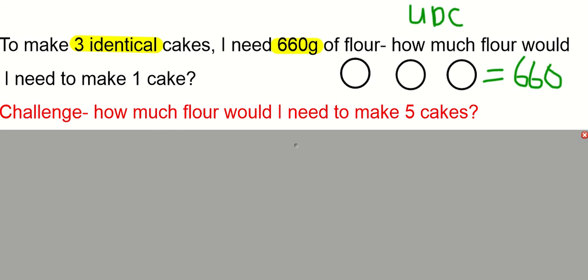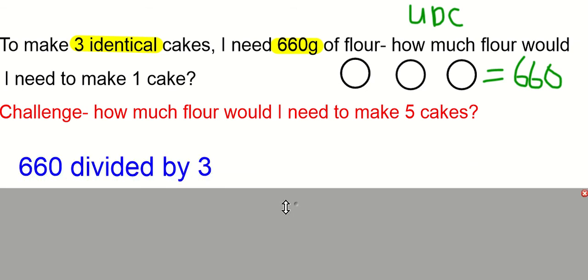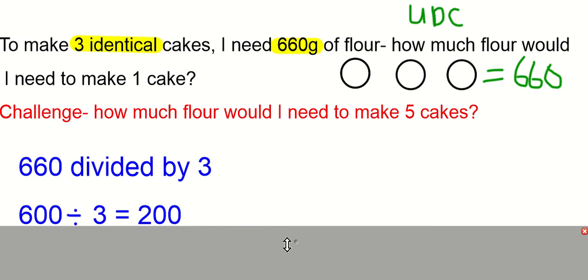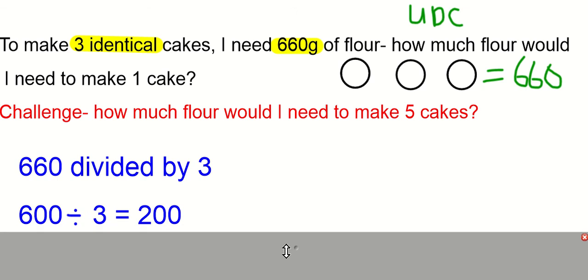Now if we're dividing something into equal parts, we can just divide it by the amount of cakes we've got. So I'm thinking about 660 divided by 3. That will give me 3 identical numbers that will add together to make 660. So I'm going to think about 600 first of all. So 600 divided by 3.